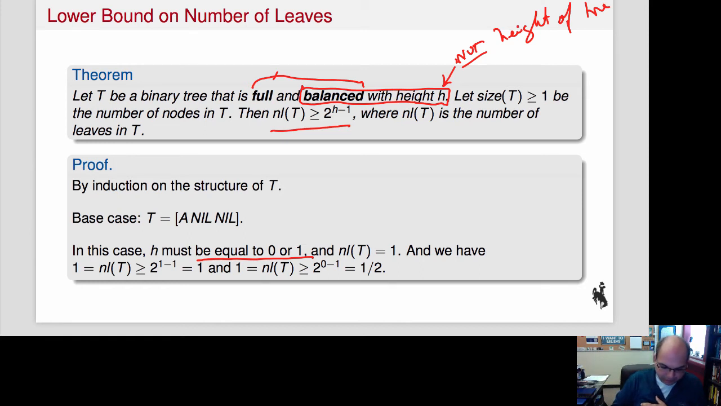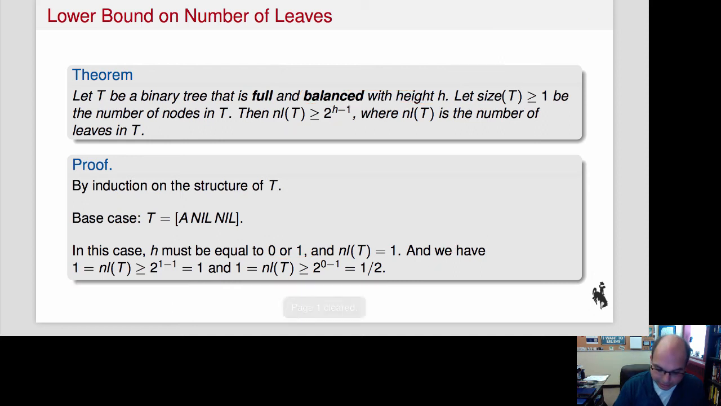So we can do it, because 1 is the number of leaves. That's greater than or equal to 2 to the 1 minus 1, which is 1. That's in case h is equal to 1. And this is the case when h is equal to 0. The number of leaves is still 1. When I have 2 to the 0 minus 1, that's 1/2. It's still true. So our base case holds. Okay, so let's see about the induction step.